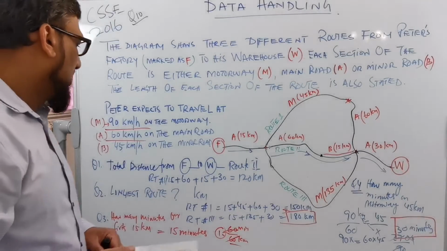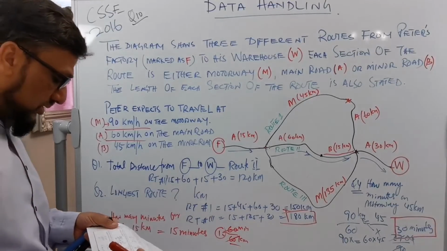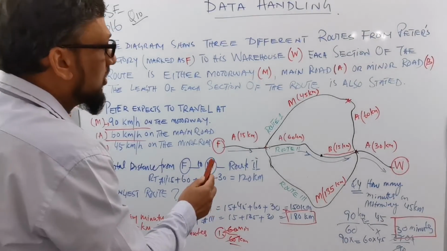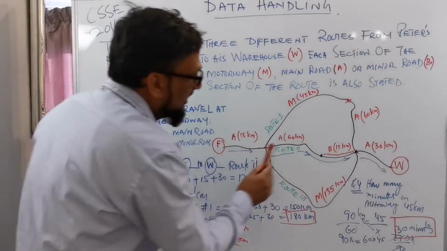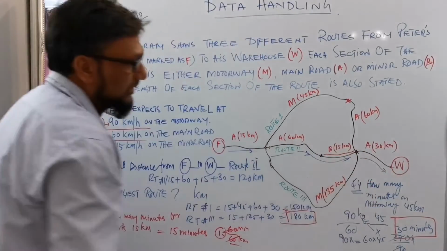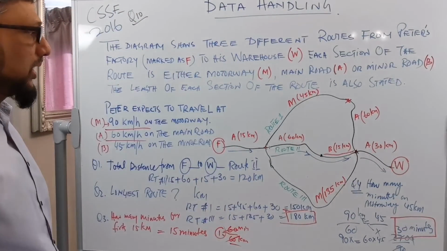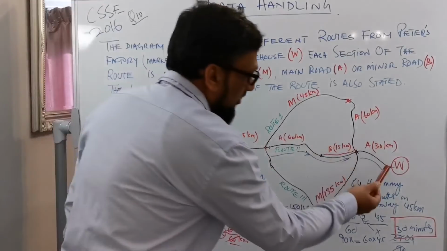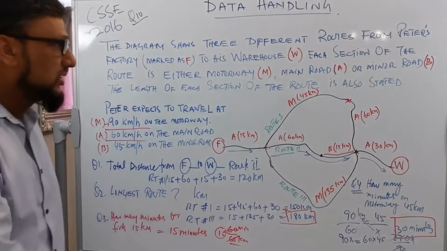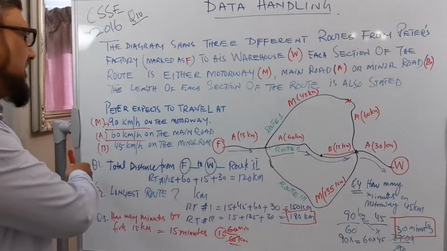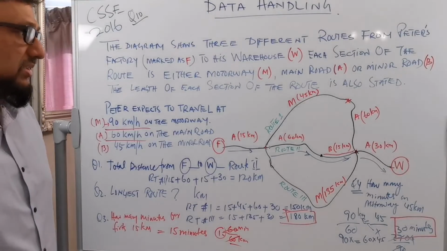And the last part, okay? The last part is asking how long in hours and minutes will it take Peter to complete the whole route 2. Okay, route 2 is this one. So it's saying how many hours and minutes for this whole journey. First, we need to find out the roads he used, Peter, A and B. So this is a main road, the main road speed is 60 kilometer, and for the minor road is 15 kilometer.